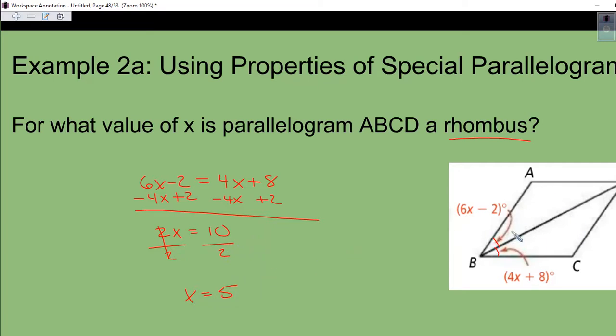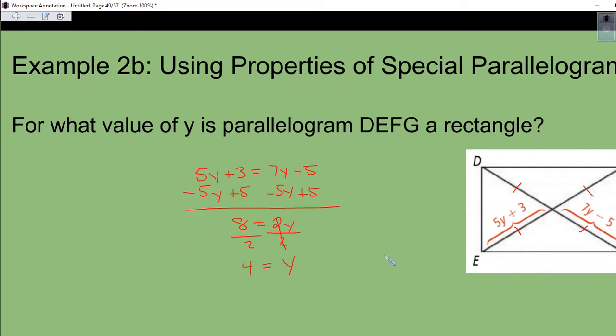So, use the properties of the different figures, rhombus, rectangle, or square, to help set up your equations to solve for x. So pause the video now, work on parts B through E, and come back and check your answers when you're done. All right, so let's go back and check our answers here.